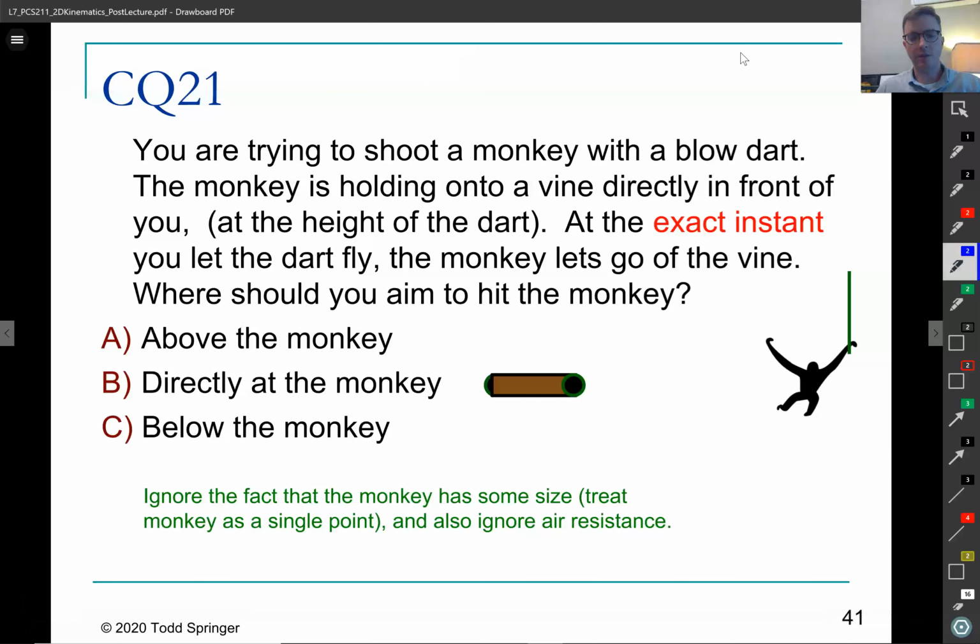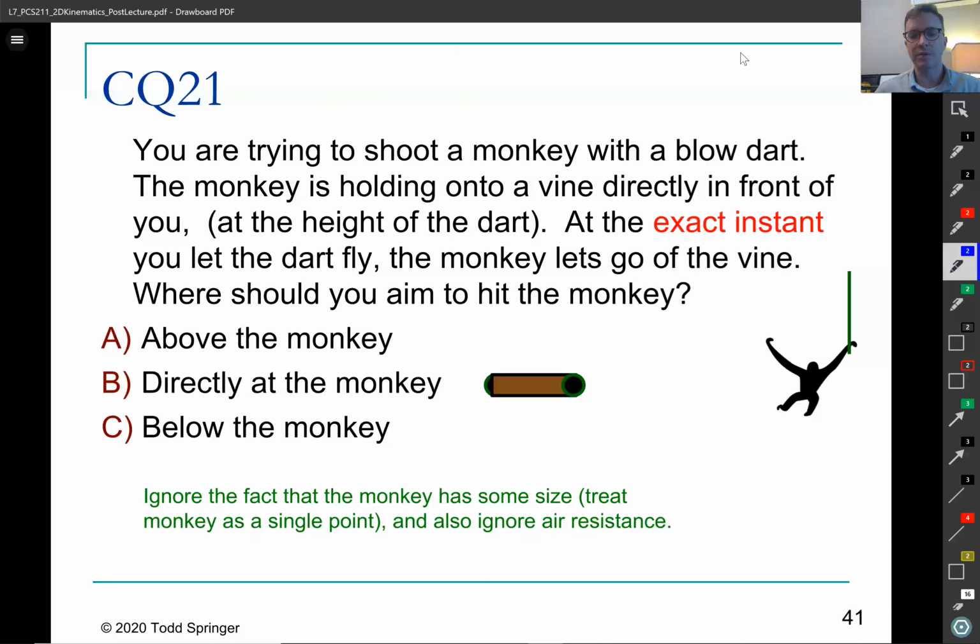And I've got another clicker question here, which is about, the classic example involving shooting a monkey. So imagine you're hunting, and no monkeys are harmed in the making of this lecture. Imagine you're trying to shoot the monkey with a blow dart. Maybe you're a scientist, okay? You're not hunting the monkey. You're a scientist. You want to sedate the monkey so you can study it, okay? That's fine. So you're trying to shoot the monkey with a blow dart.